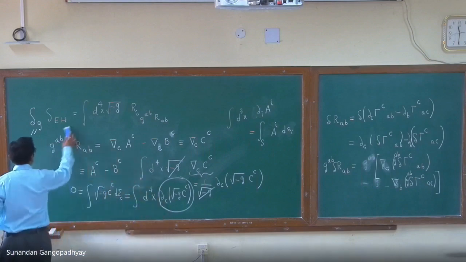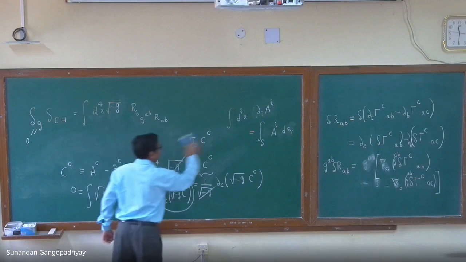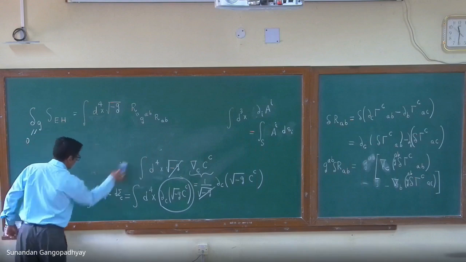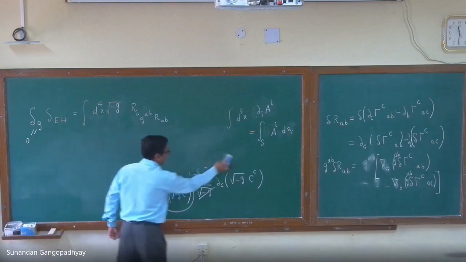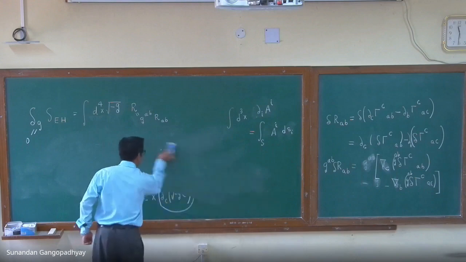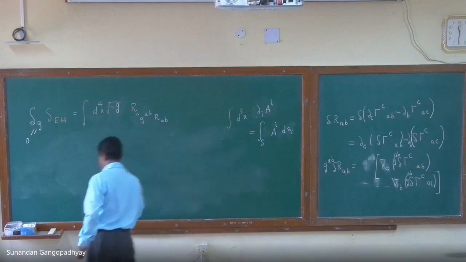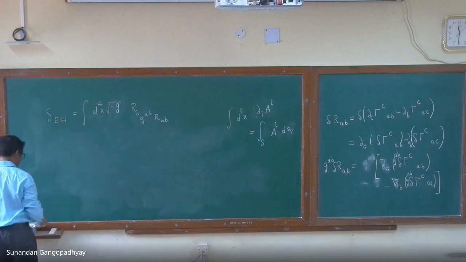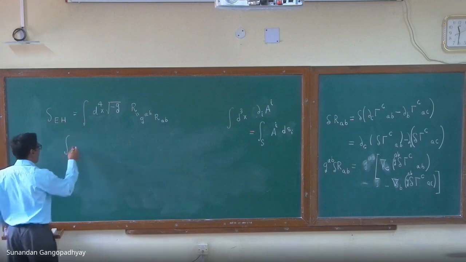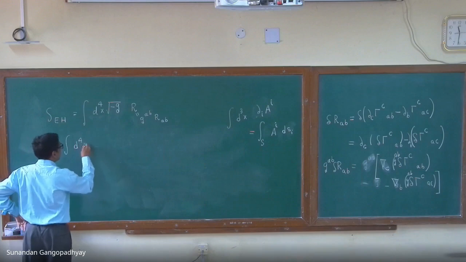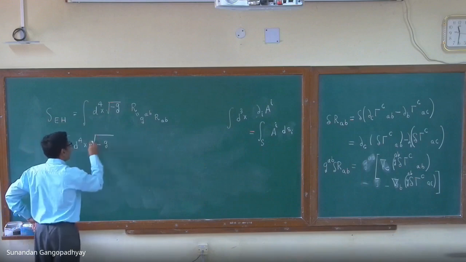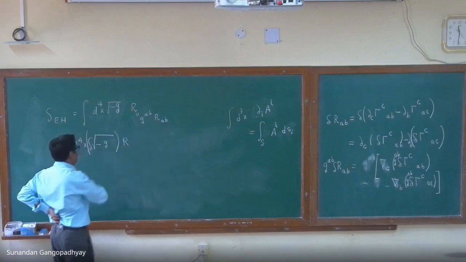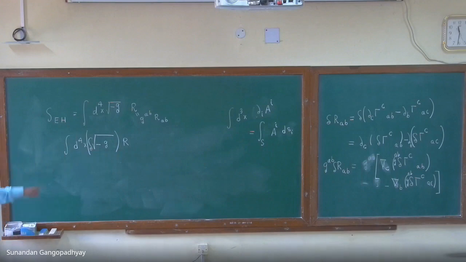So let us now concentrate on the third term. The second term I mentioned, the first term is 0. Let us concentrate on the last term. What is the last term? Let me write it down. The last term is d⁴x, the variation of square root of minus g. Right? This was the last term.